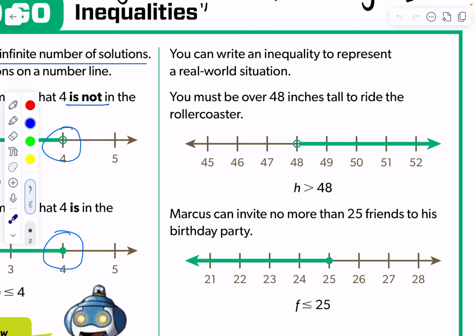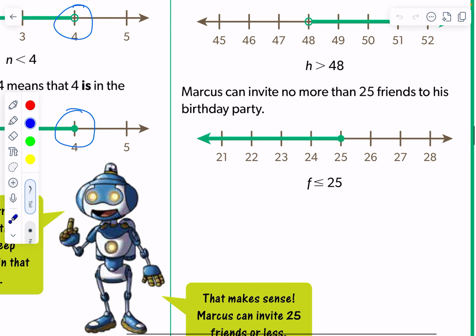So in other words, if you're going to be over 48 inches, you can be 49 inches, you can be 52 inches, you can be 1,000,000 inches. But you cannot be less than 48 inches, and you cannot be 48 inches.